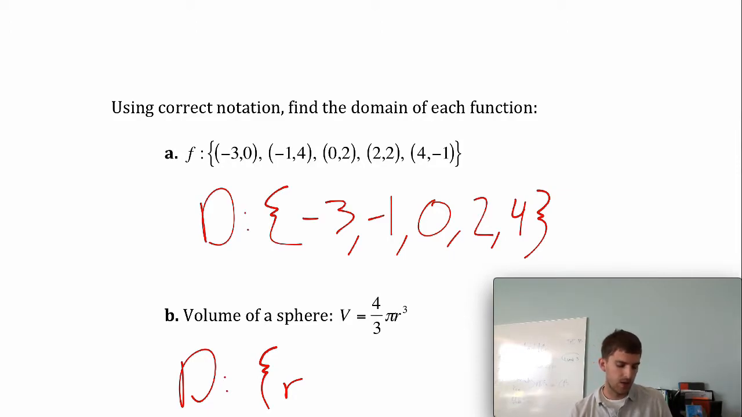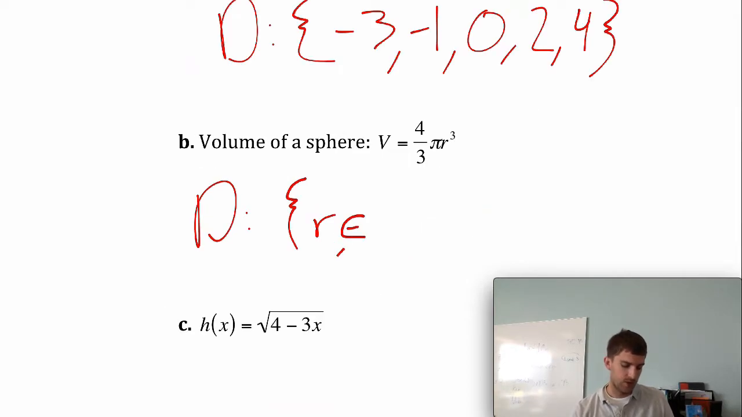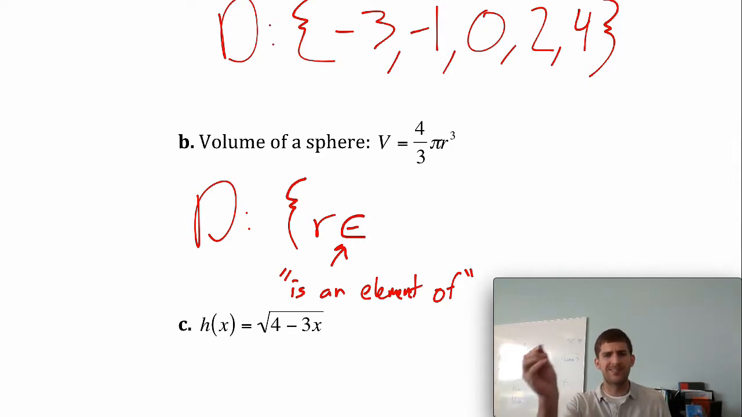So we're going to say r is, and then we're going to use this. This is called the element symbol. So the way we read this is r, and then we're going to say is an element of, that's what that little E looking thing is. It's kind of like a C, but E. This next symbol we're going to use, hopefully is familiar to you. That's the real number symbol.